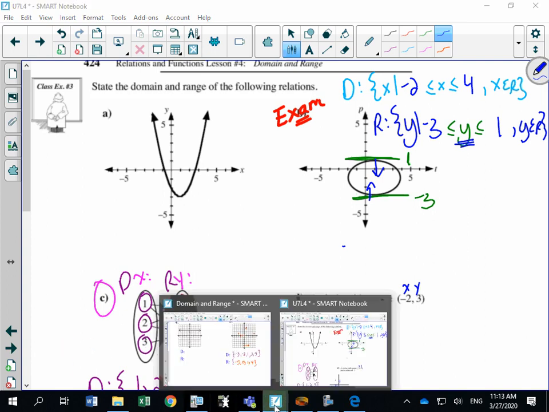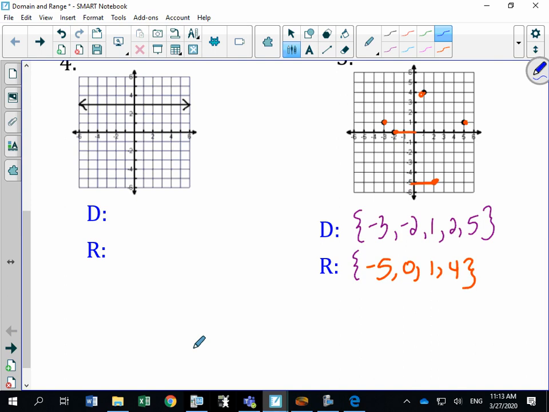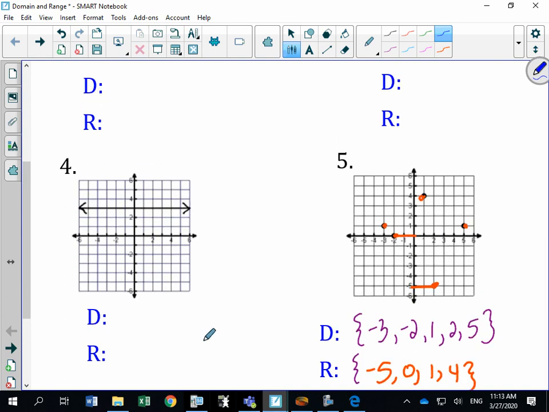Take out the handout, which was this guy here, and we're going to do a few on this handout. Number 4, we're not going to do it all.